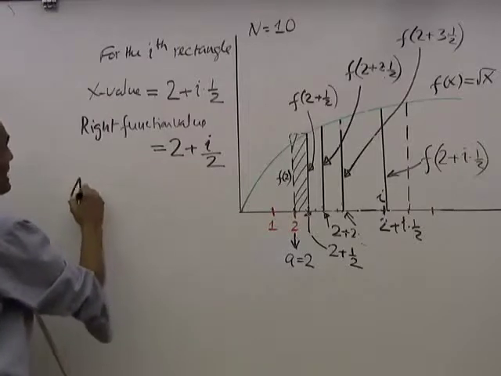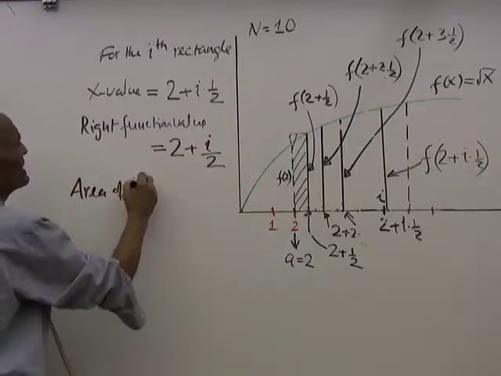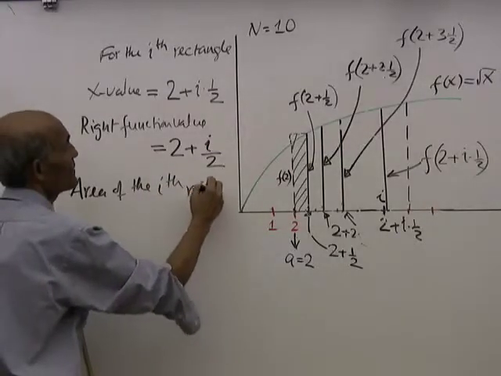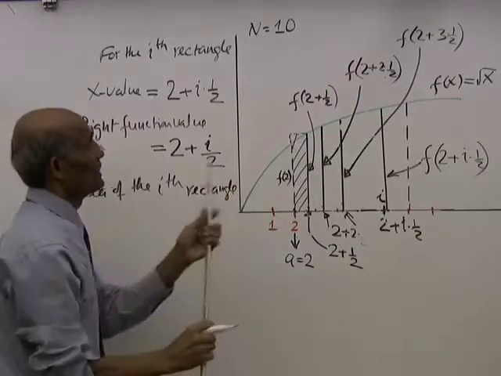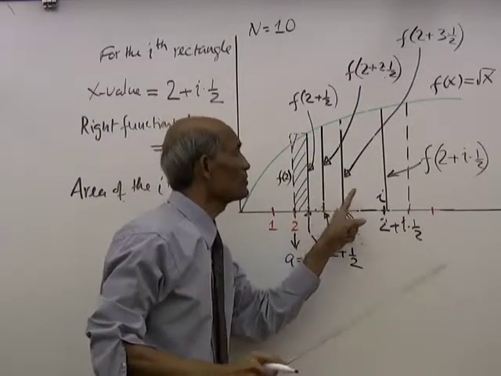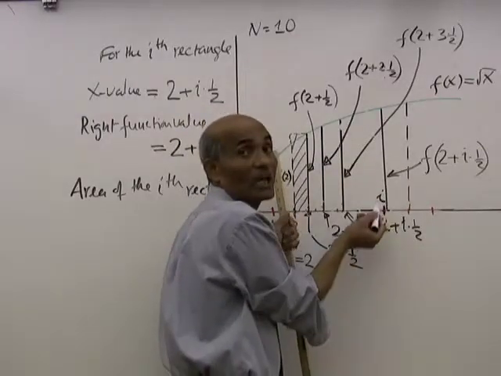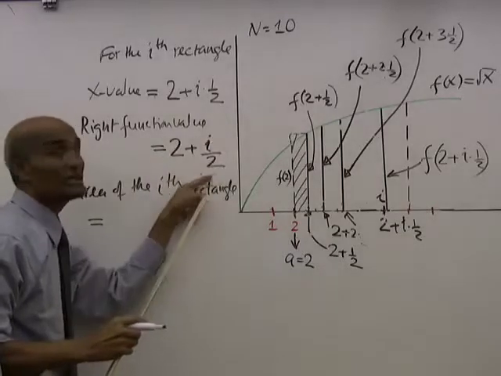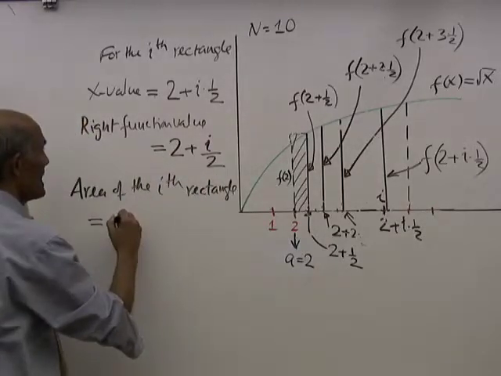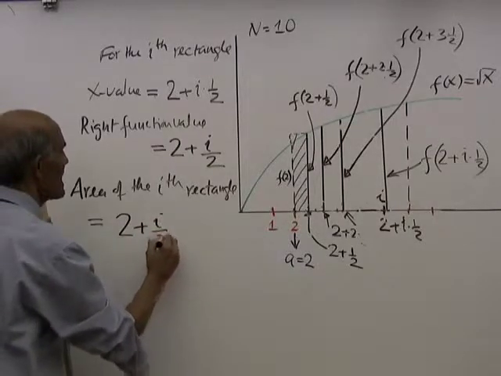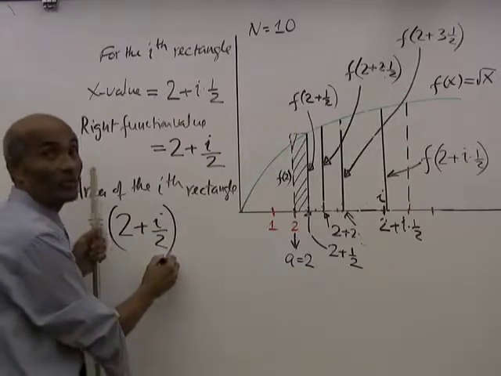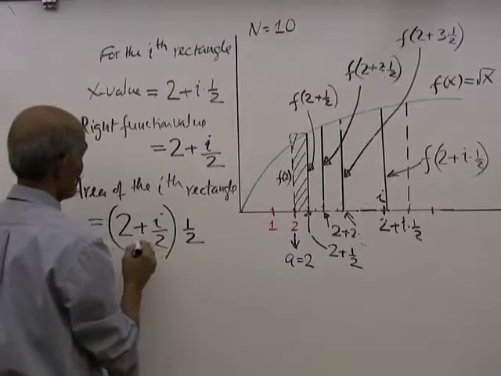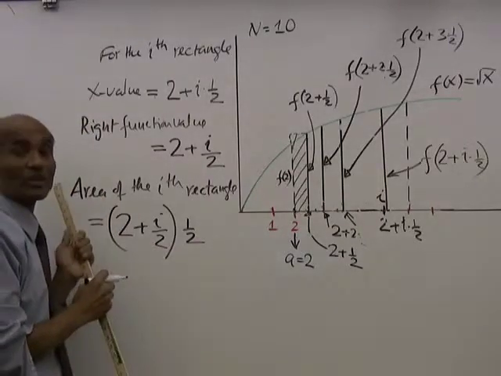Therefore, what is the area of the ith rectangle? The first rectangle, the second rectangle, the third rectangle, the fourth rectangle, the ith rectangle will be the height. We are doing the right side now. The height is 2 plus I over 2. And the width of each rectangle is 1/2. That's right. So this is the area of the ith rectangle.